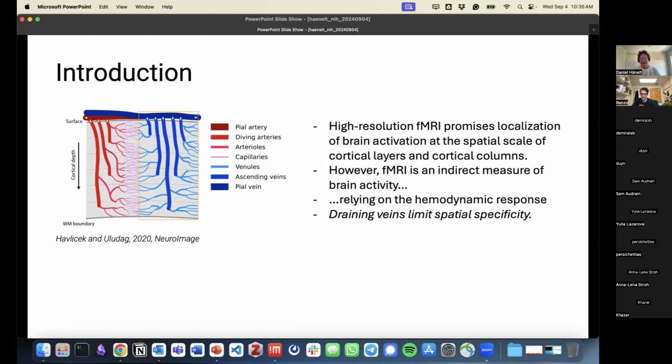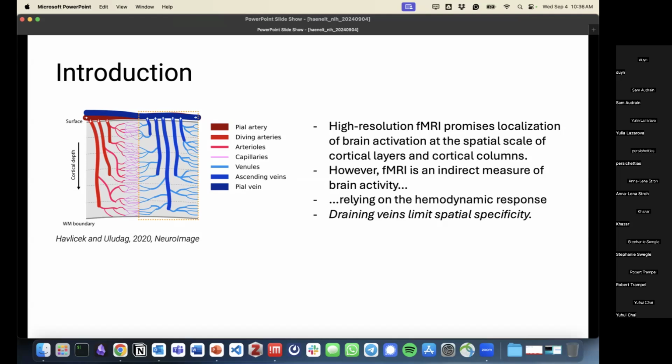we know that fMRI is an indirect measure of brain activation, and it depends on the hemodynamic response following neuroactivation, and also regarding high resolution fMRI, where we might be interested in cortical layers and cortical columns. We know that draining veins are the main limit in spatial specificity regarding BOLD acquisitions. And so this might be the biggest bias in BOLD fMRI.